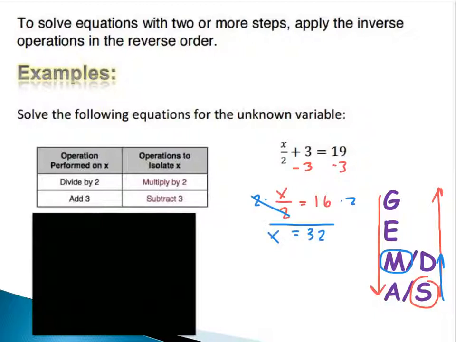By doing the inverse of my order of operations, I'm able to solve this problem. If I knew what x was, I would divide first and then add, but now that we're solving, we're trying to isolate x, so we do the opposite of what we would have done before.